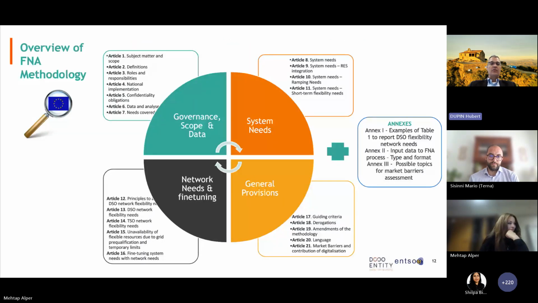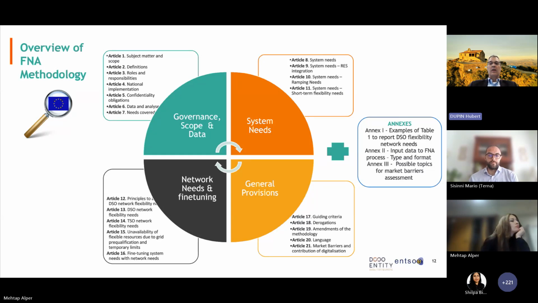Okay, this methodology, as you have read, maybe we can synthesize this in four parts. There is a set of articles which concern general issues such as, of course, the governance, because how we're going to operate these methods in the countries. There are DSOs, TSOs, they have to do it, but how will they make it? Of course, what's the scope of the methodology and definitions.